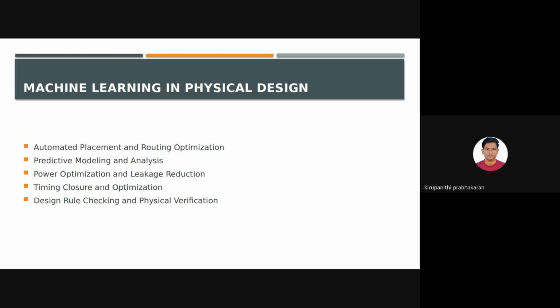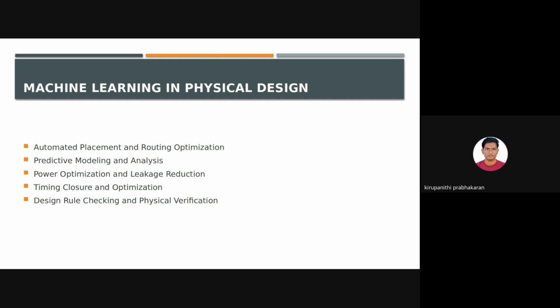Timing closure and optimization. The timing closure ensures that all signals in the design meet timing constraints such as the setup and hold times. ML simplifies this by critical path prediction. ML models identify the critical path and suggest the adjustment to placement or clock tree synthesis to meet the timing requirements. Dynamic timing adjustment, reinforcement learning dynamically modifies routing paths or delays to achieve the timing closure.